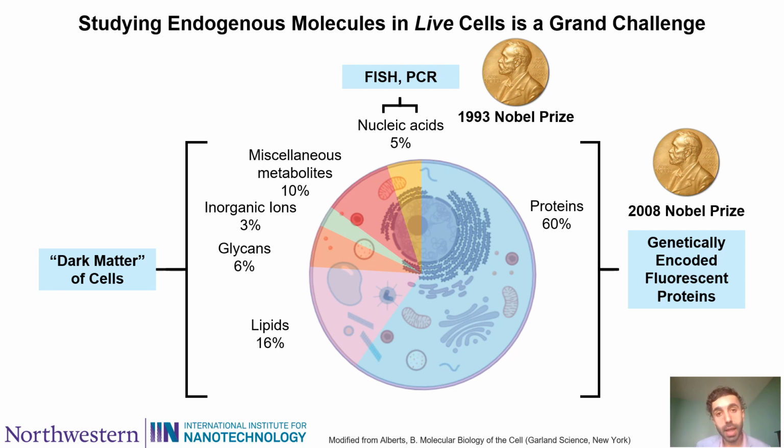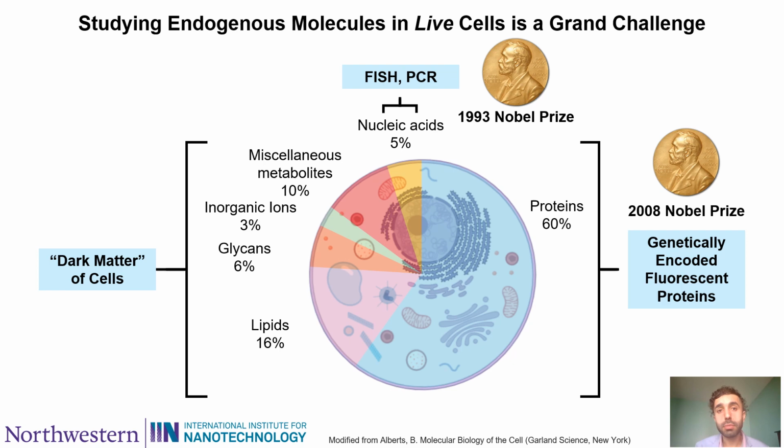What I'm showing you on this slide is the chemical composition of cells: proteins, nucleic acids, and so forth. What I would say is that there are powerful, not perfect, but powerful techniques to study proteins inside of live cells. This is based on something called GFP and was the subject of a Nobel Prize in 2008. There are powerful, not perfect, but powerful techniques to study nucleic acids, for the most part in fixed or dead cells. These are techniques like FISH or PCR, the latter being the subject of another Nobel Prize. Then you have this whole left side of the circle that's collectively known as the dark matter of cells because there's such a lack of tools to be able to study them.